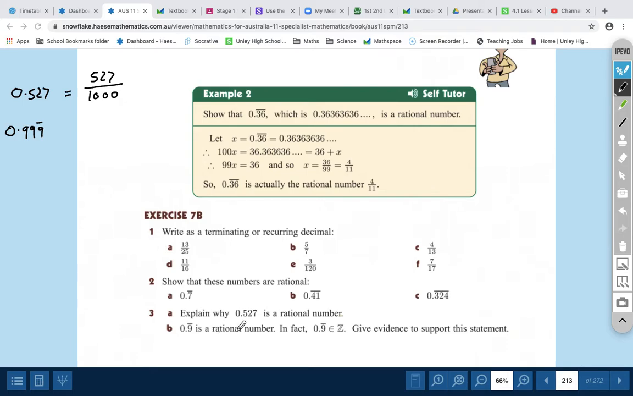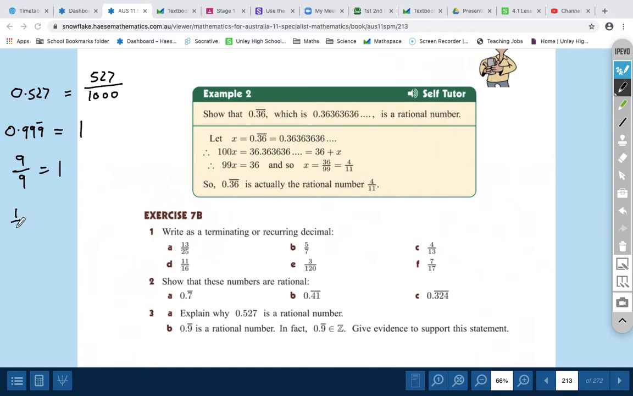Why is 0.999999999 recurring rational? They're saying we can express it as a fraction. In fact, they're saying it belongs to the set of integers. Well, what integer? They're saying it equals 1. Give evidence. This is the evidence: 0.9999 is 9 ninths, and 9 ninths just equals 1.